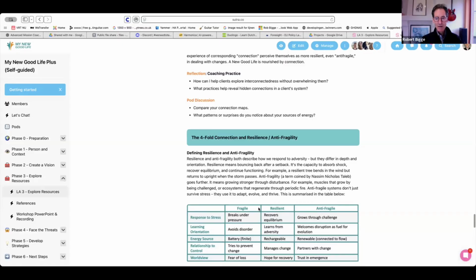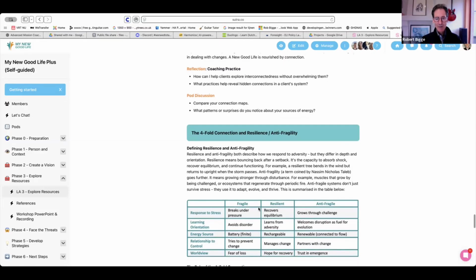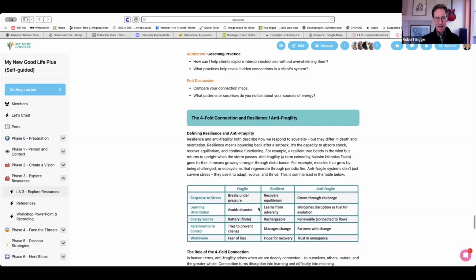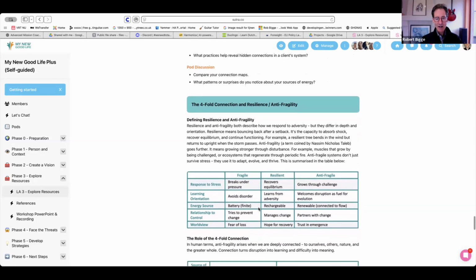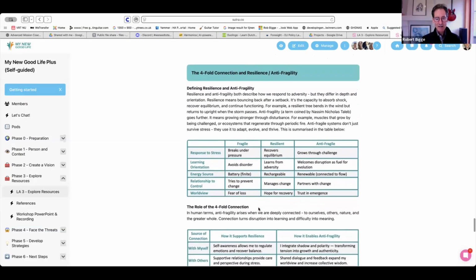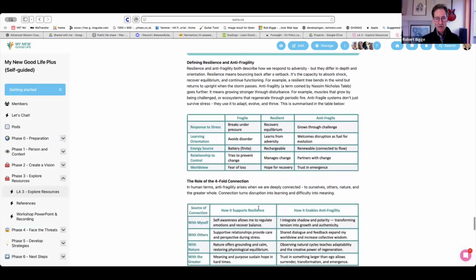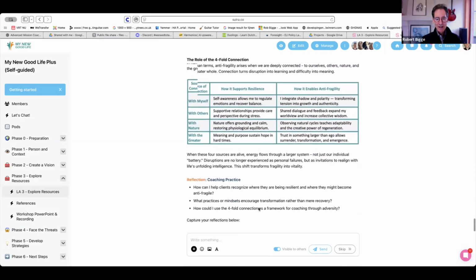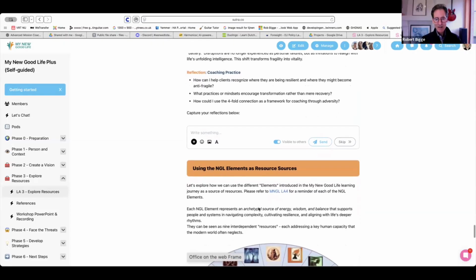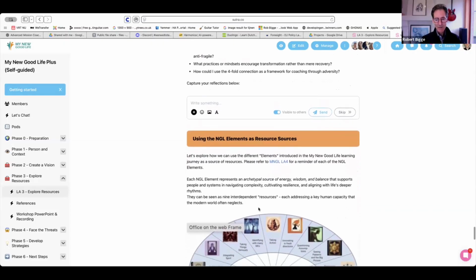Anti-fragility is where you can, at least in terms of what was talked about by Taleb in his book, actually come back stronger. So something that knocks you back, you come back and you're actually stronger than where you were to start with. So we looked at how these practices can build resilience and/or anti-fragility, and then looking at, coming back again to the new good life elements and how they can be used as resources.